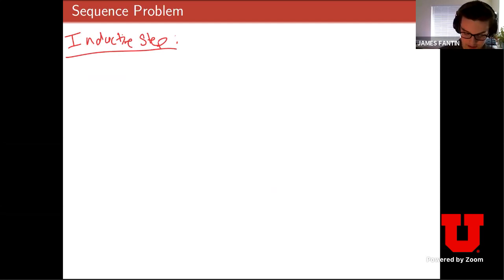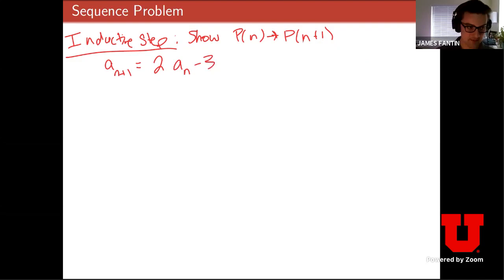So here we want to show that P of n implies that P of n plus 1 is true. Because we're given the recursive formula, and we want to prove the closed formula is equivalent, we need to start out with the recursive formula. So we have that a sub n plus 1 is equal to 2 times a sub n minus 3. This is exactly what the recursive formula gives, and that's where we have to start.